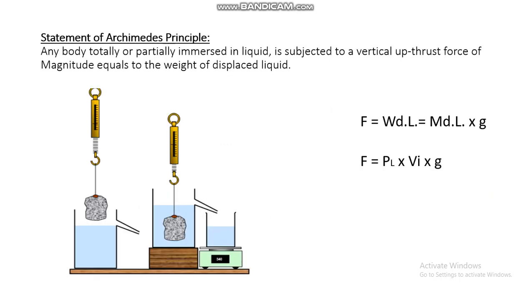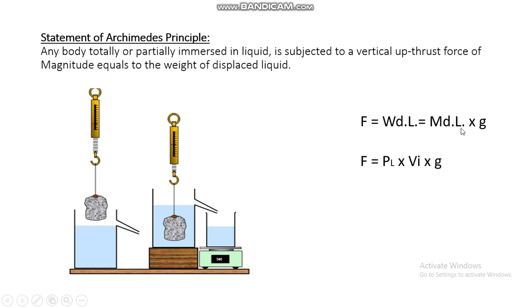Now let's move on to the statement of Archimedes' principle. Any body totally or partially immersed in liquid is subjected to a vertical upthrust force of magnitude equal to the weight of displaced liquid. So the magnitude of the upthrust force is equal to the magnitude of the weight of displaced liquid. How do we calculate the magnitude of the weight of displaced liquid?